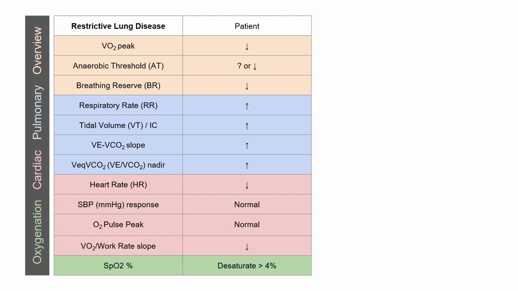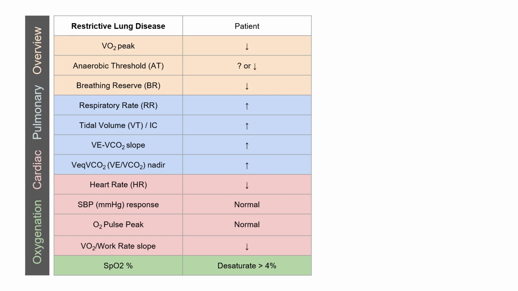Now looking at patients with restrictive lung disease, they'll have a low VO2 peak. Again, their anaerobic threshold will be reduced or maybe not evident because they've stopped because of symptoms. Again, they'll have a reduced breathing reserve. They'll have, importantly, a very elevated respiratory rate, compensating, and they'll also have an increased tidal volume to inspiratory capacity, and the reason for this is that they have a low inspiratory capacity to begin with.